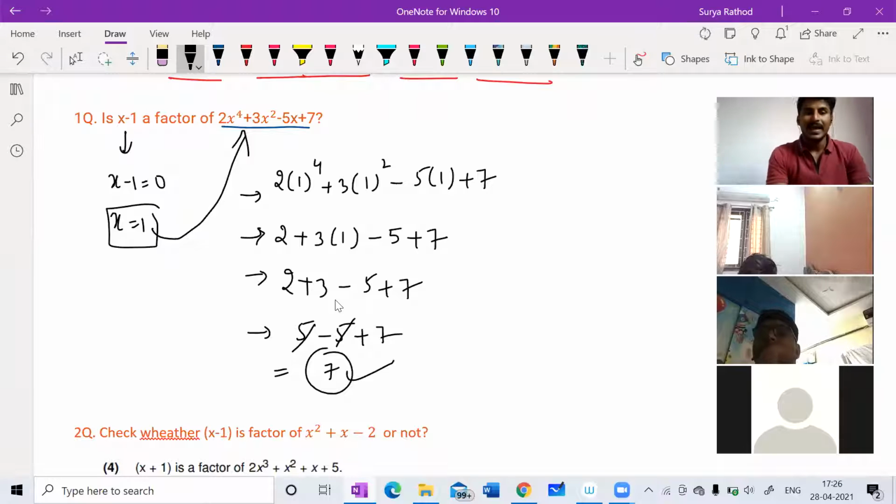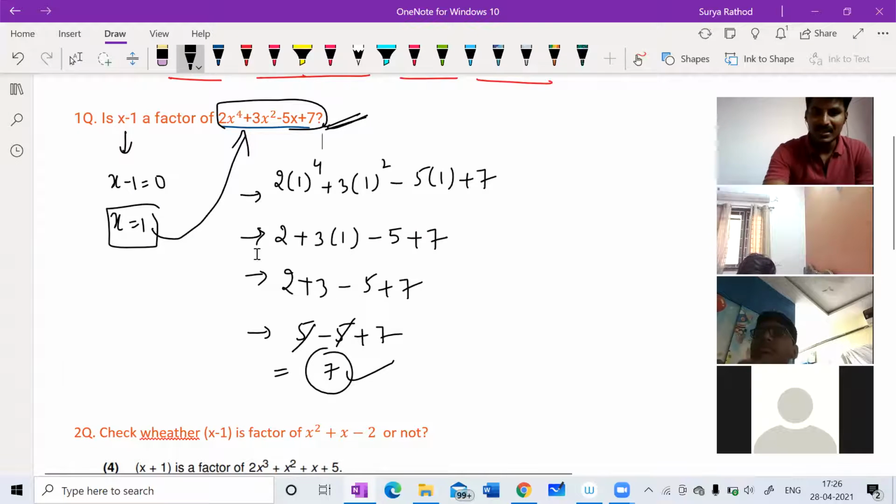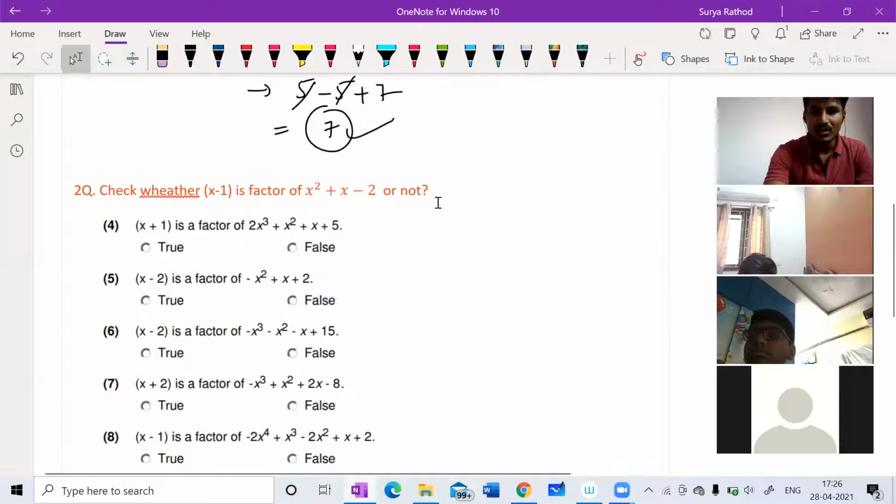Now x minus 1 is not a factor of this polynomial. So why are we saying that? Why? Because I'm not getting equal to 0. Understanding my point? Do you understand? So now shall we solve one more question for your better understanding?